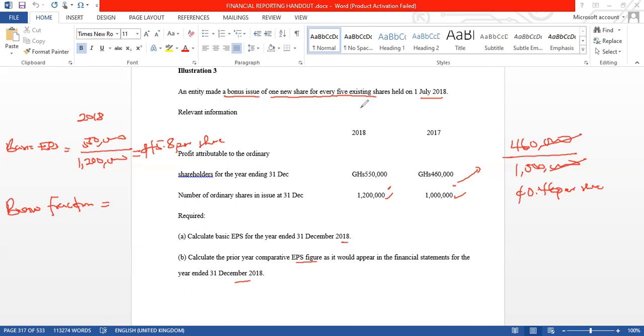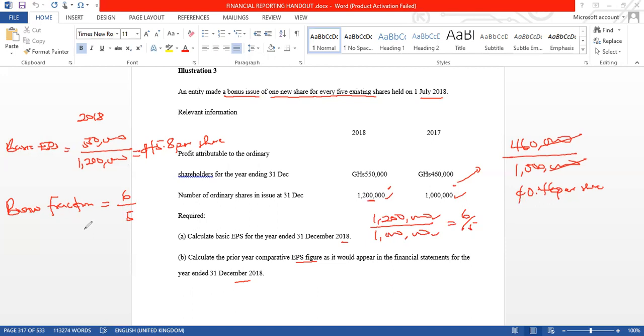Even you can see from here that you have 1.2 million divided by 1 million. That is the after over the before, which gives you 6 over 5. In the same way, you saw that they made a bonus issue 1 for every 5 shares. So it means that for every 5 shares that you had, you are going to get an additional 1. So after you will have 6 and before you have 5. So that is your bonus fraction.